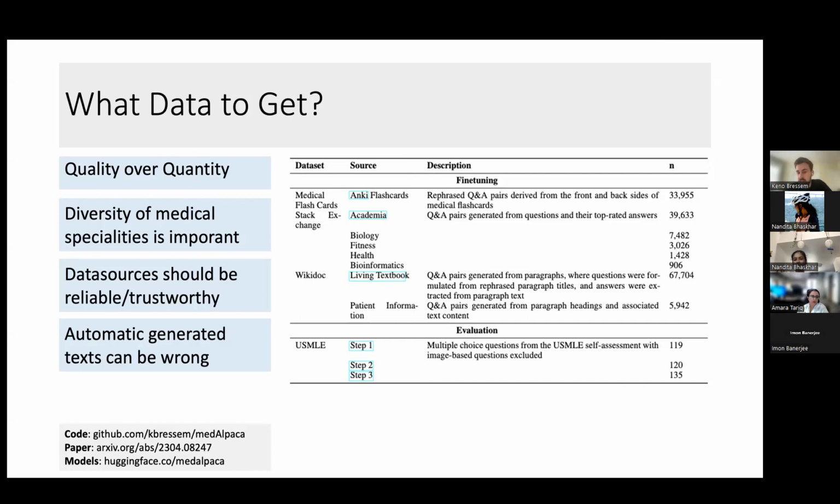And then we evaluated our model on the USMLE. There are steps 1, 2, and 3. There are multiple choice questions, readily downloadable from the self-assessment. And this very much mirrors the final exam of medical students.